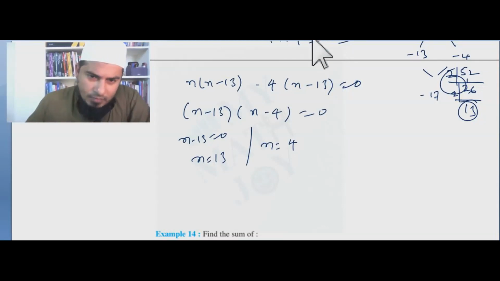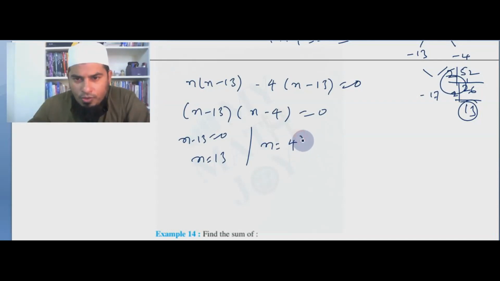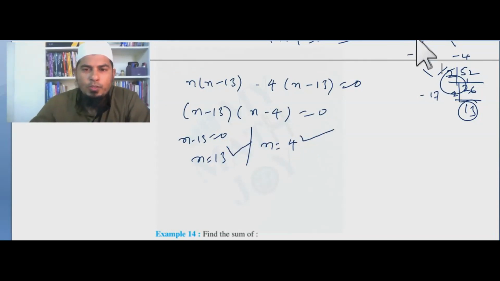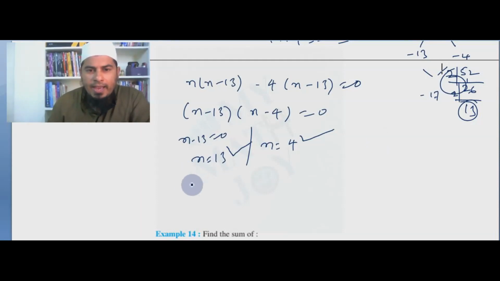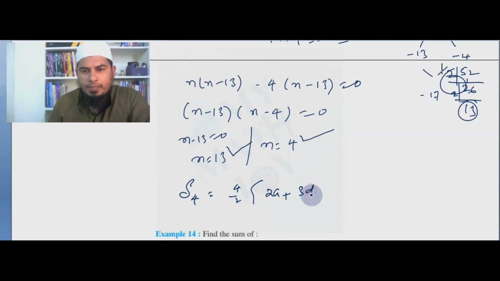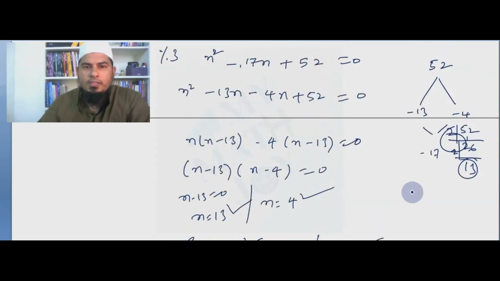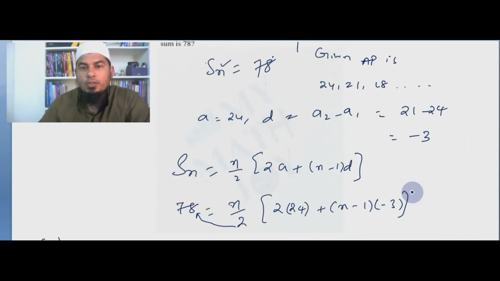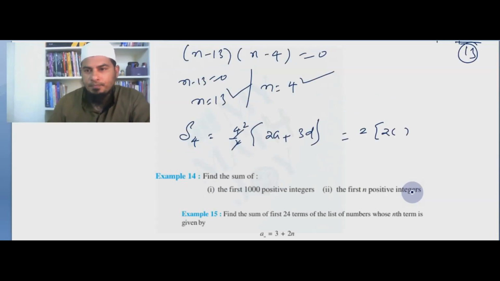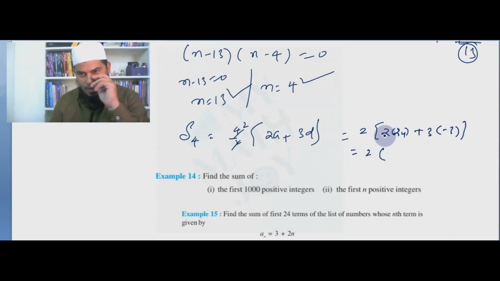Let us see here. So n is 4 and n is 13. Which will serve the purpose? We have to see. S4 is equal to 4 over 2 into 2a plus 3d. Let us check. Cancel it. 2 times 2. A is how much for my equation? A is 24 and d is negative 3. So 3 times negative 3. So let us check. 2 times 24 is exactly 48. Negative 9.